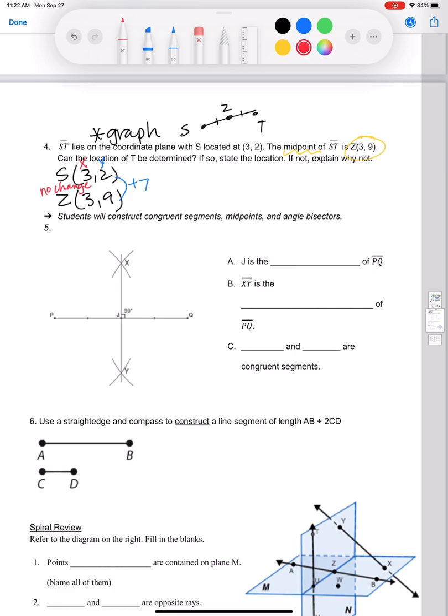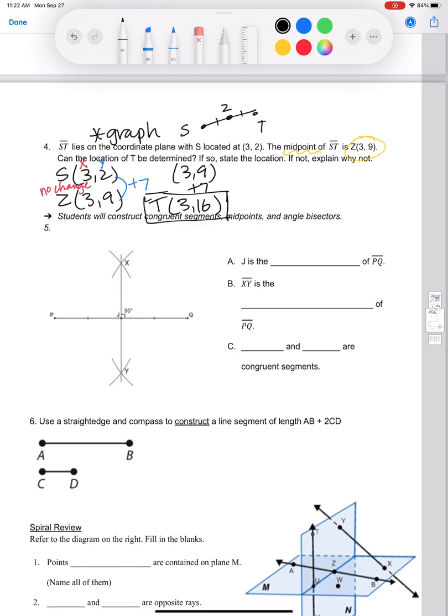So if I take the location of Z and replicate this same distance, I will have my ordered pair for T. So if I take (3, 9) and add 7, I will be at (3, 16). Remember, I'm not changing the x value, just the y. So this is the location of point T. Again, I encourage you to try that one on the graph just to see that visualization.